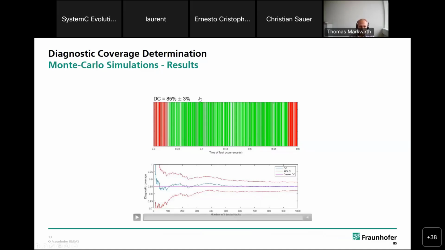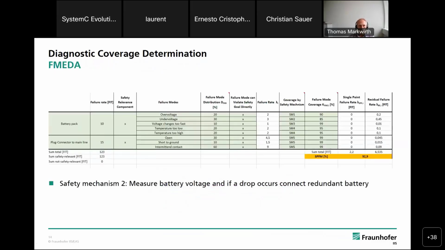event. So now we can see that as a result of this Monte Carlo simulation, we have a diagnostic coverage of 85%. And now, in order to come back to the FMEDA, we inserted here this 85%, which was our result, and based on that, the residual failure rate can be calculated. And at the end, because of a sum of the complete item, we can also calculate an updated result of the single point failure metric.